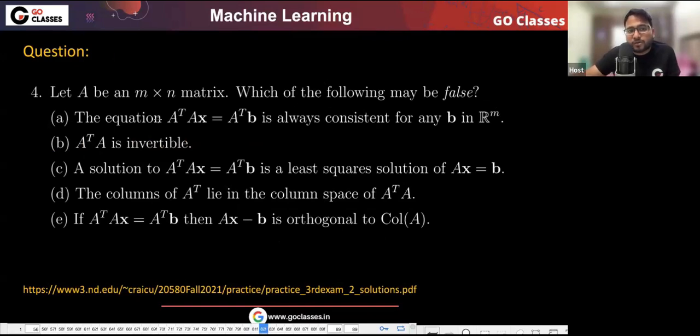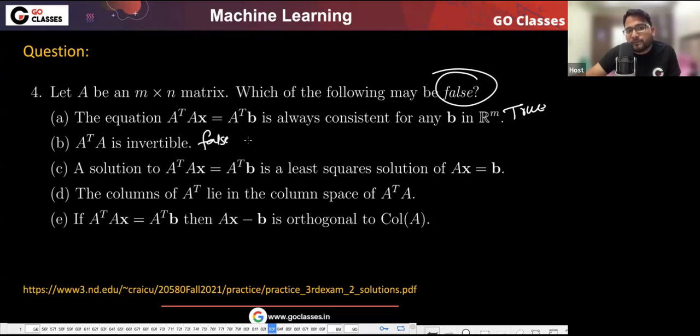Let's solve this question. They are asking for false. So which of the following is false? The equation A transpose A x equal to A transpose b is always consistent. What do you think? Yes, this is true, I think, right? It is always invertible. Maybe false, they are asking. It is always invertible. This is false.